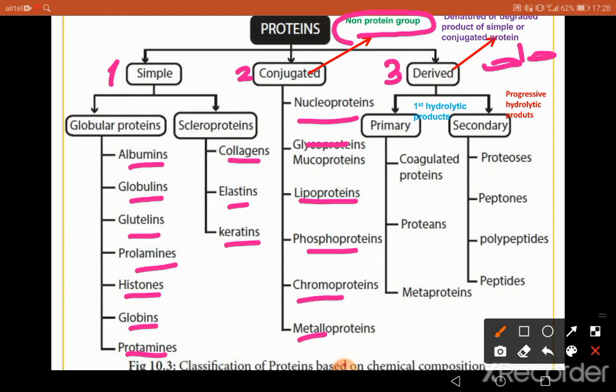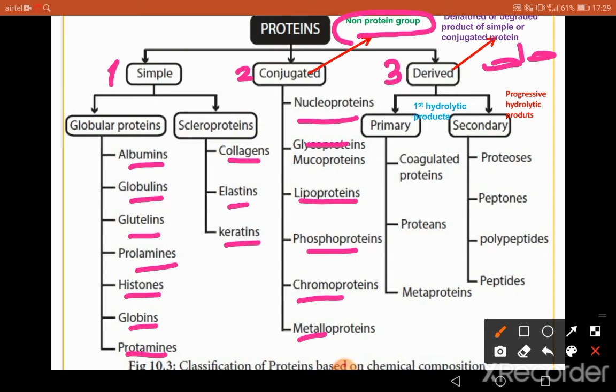These derived proteins can be primary and secondary. The first hydrolytic products are called primary, and the progressive hydrolytic products are called secondary. The primary derived proteins are coagulated proteins, proteans, and metaproteins. The secondary derived proteins are the proteoses, peptones, polypeptides, and peptides.